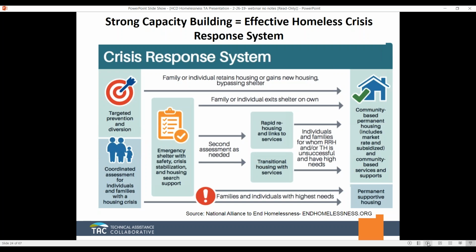So that may include a second assessment, a more in-depth assessment, depending on what your coordinated entry system looks like, and that may link folks to rapid rehousing as well as links to services or transitional housing with services. In some cases, rapid rehousing and transitional housing may not be enough, or folks may not be successful in rapid rehousing and transitional housing. And in that case, you would continue to help them along the path into the community-based permanent housing. If you look at the bottom, you'll see the line of families and individuals with the highest needs, or folks who are the most vulnerable with the highest needs, typically the folks who have been homeless the longest.